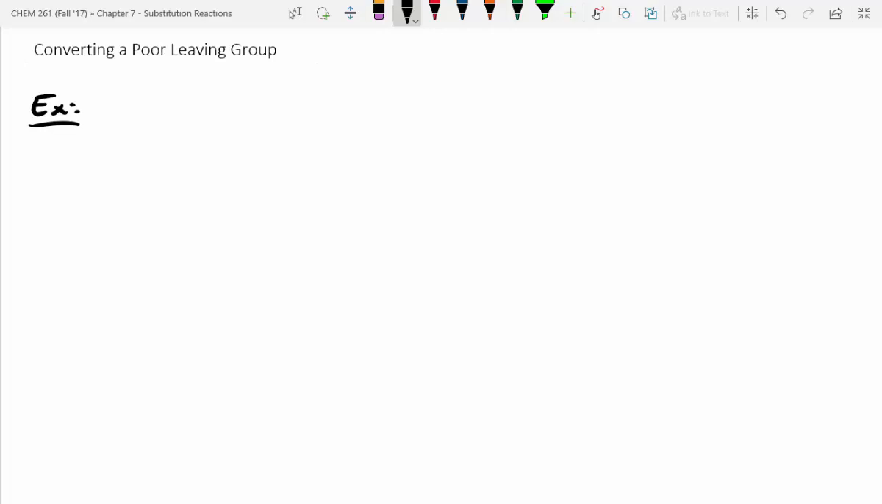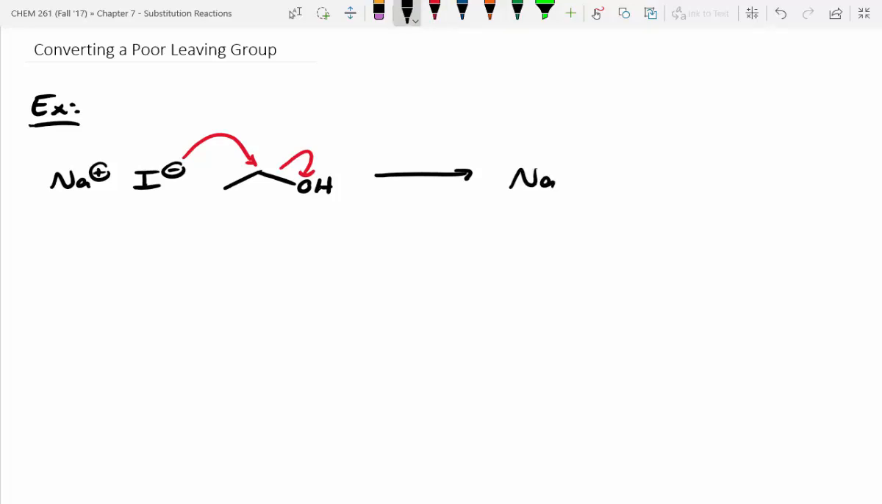So let's first consider this example. Let's say I have sodium iodide, and I've got ethanol, everybody's favorite alcohol. You could consider iodide your nucleophile just like before, and you could say, well, it's going to attack that carbon, and it's going to kick off the oxygen, right? And I see this a lot where students will say, yeah, why not? Why can't we just have sodium as our spectator, hydroxide as our leaving group, and then a new covalent bond with iodine? What's the problem with this?